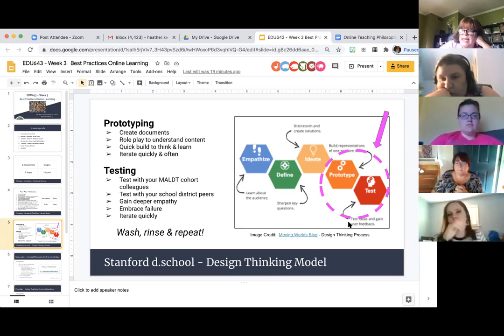I put it in nice hot pink tonight to match one of our participants, I see.